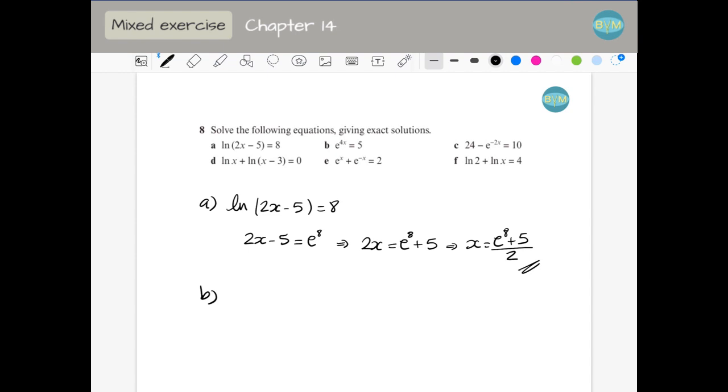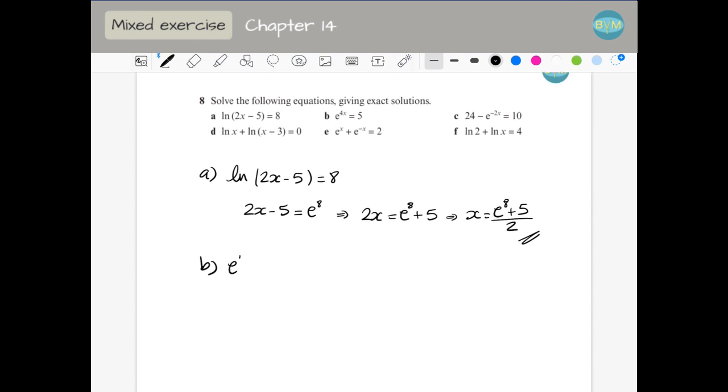Then b, I have e to the power of 4x is equal to 5. We have to rescue the x from the exponent, so we are going to take logs, and we are going to take ln because we have base e here, so it makes more sense. ln of e to the power of 4x is going to be ln 5, which means ln of e to the power of 4x is going to be 4x. So 4x is ln 5, which means x, just dividing by 4, is ln 5 divided by 4.